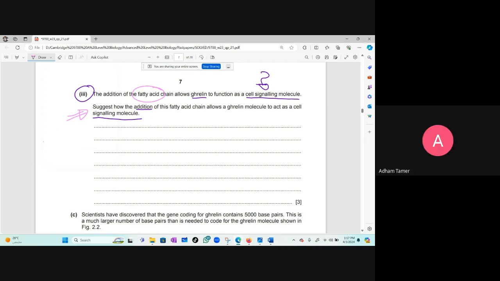You don't know? Why don't you know? You said it. You told me that it will bind with the receptor. Doesn't it have to have a complementary shape?